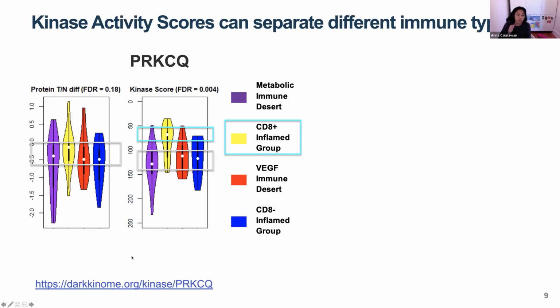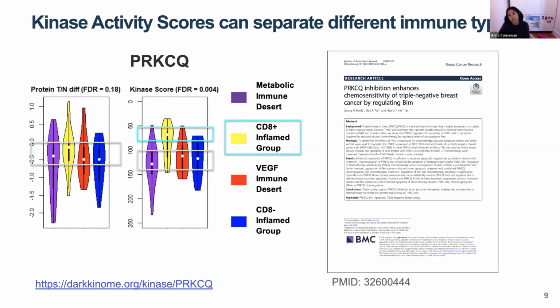I did link here to the PRKCQ webpage on the Dark Kinome knowledge base. What is particularly interesting after we found this is that it turns out as recently as June 2020, there was a study that says that PRKCQ inhibition enhances chemosensitivity of triple negative breast cancer. So the next question is, can it be studied for this immune subtype of this kidney cancer as well? This is the type of study that we can do with these kinase activity scores, which provide so much more data and much richer insight than just looking at the protein tumor over normal abundance does.